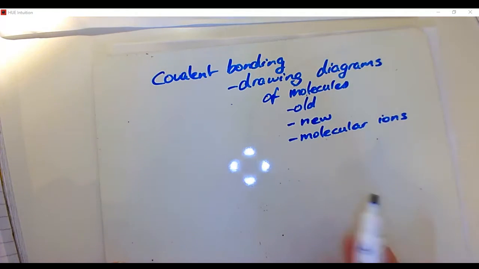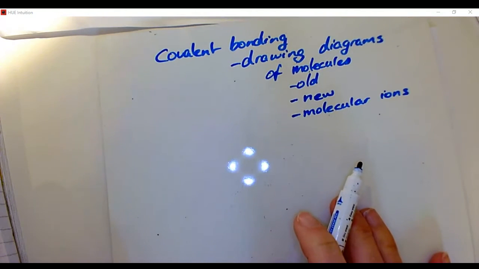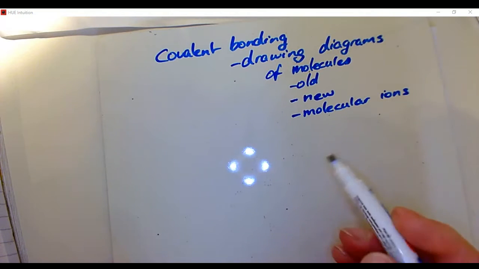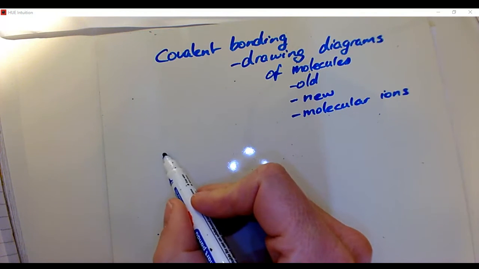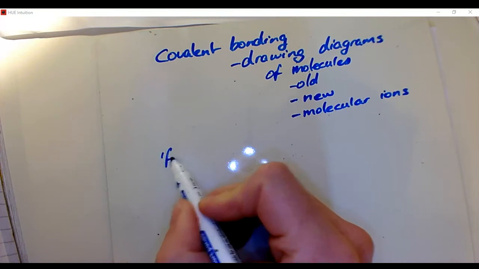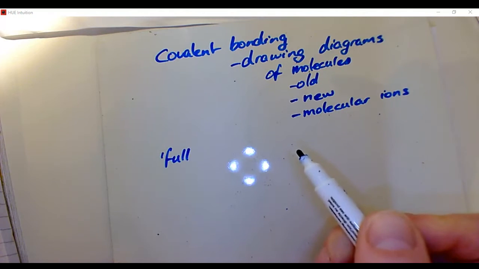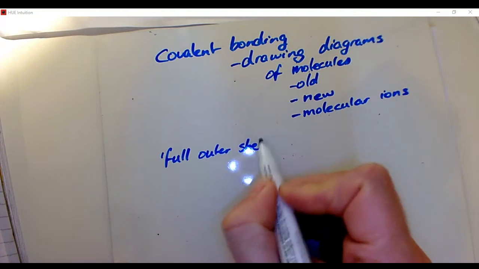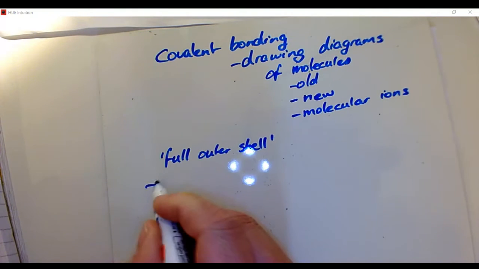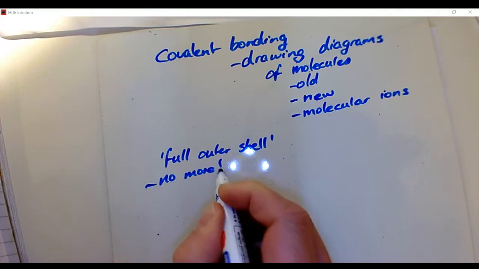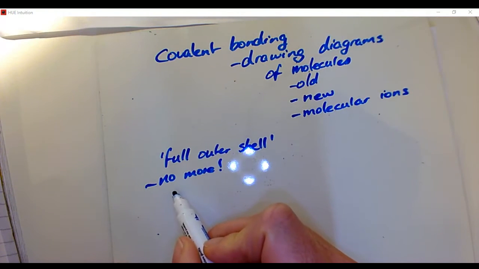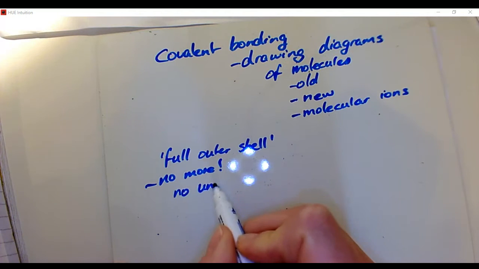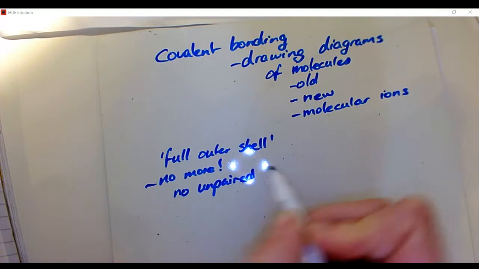Okay, so once we've had plenty of practice in drawing diagrams, we're going to notice that the idea of atoms sharing electrons to get a full outer shell doesn't always apply. Really, what you're going for here is that atoms will have no unpaired electrons when they form covalent bonds.